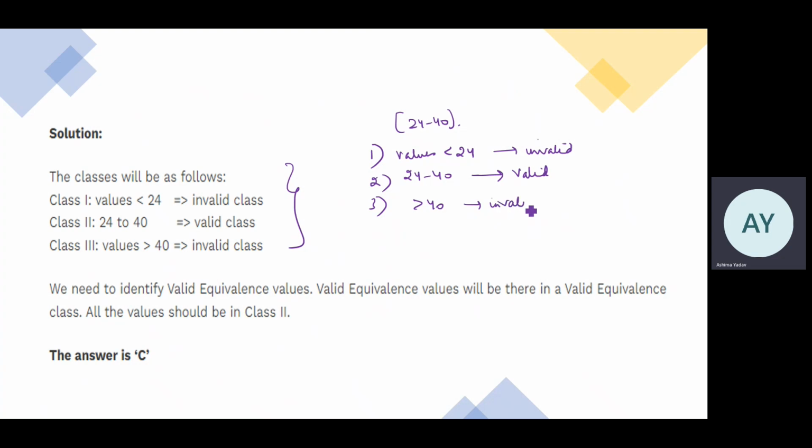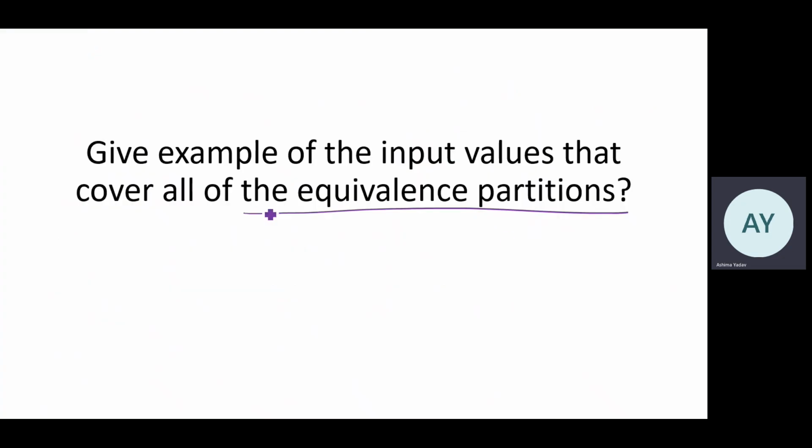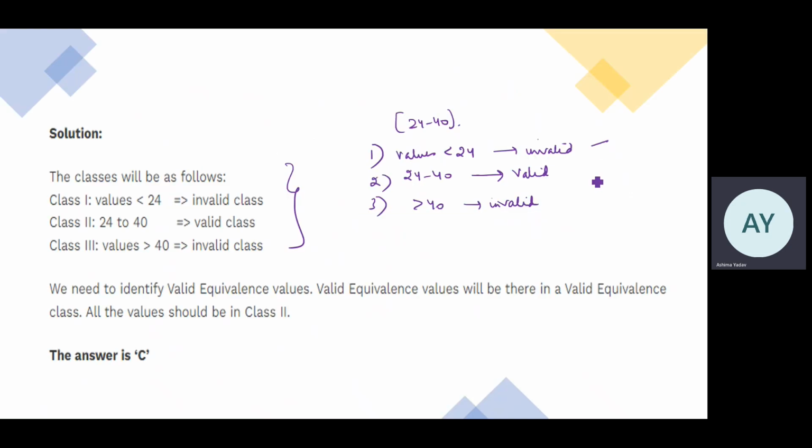So it says to identify or give an example of input values that cover all of the equivalence partitions. So this word all is important here. All means we have three partitions here, so you need to give an example where all these three are considered. I can pick one value from each. For less than 24, maybe I just pick 20. For 24 to 40, let's say I pick 30. And for greater than 40, maybe I pick 50.